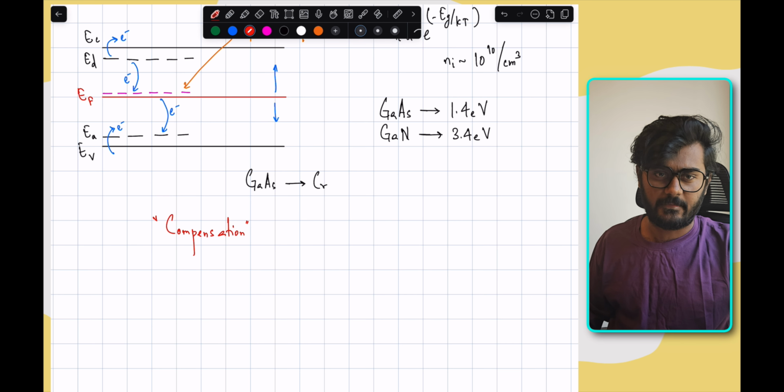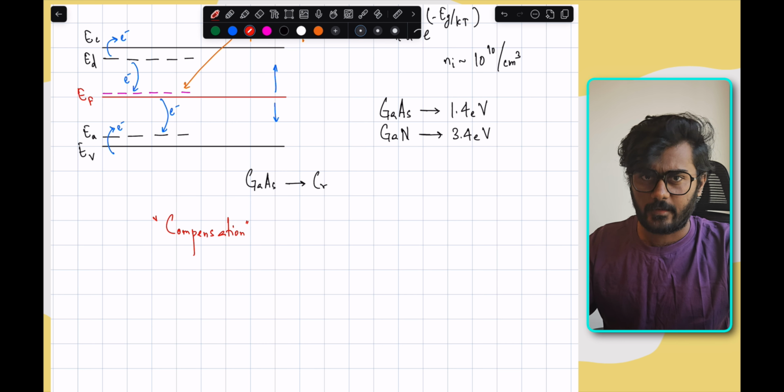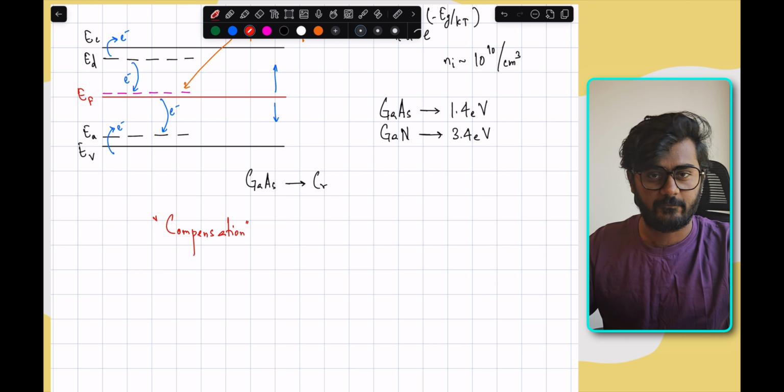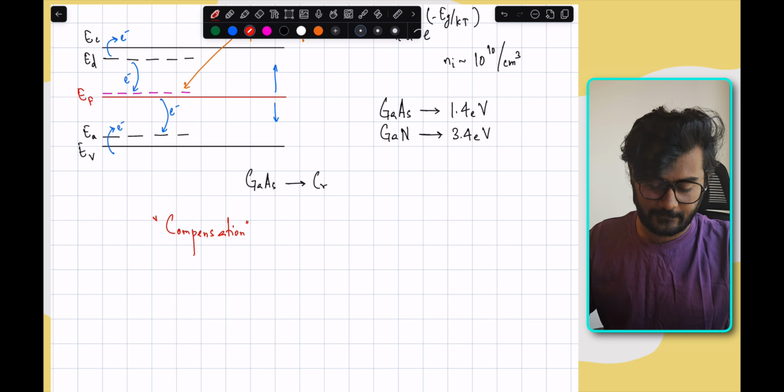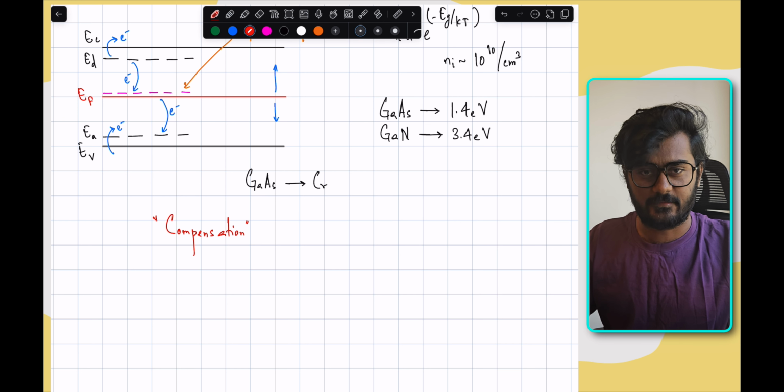And in the beginning we mentioned that to increase the conductivity of a semiconductor, we increase the doping levels, and it is also important to understand what cost we pay when we are increasing the doping levels. So you can refer to my video where I explain the effects of higher doping levels in a semiconductor.